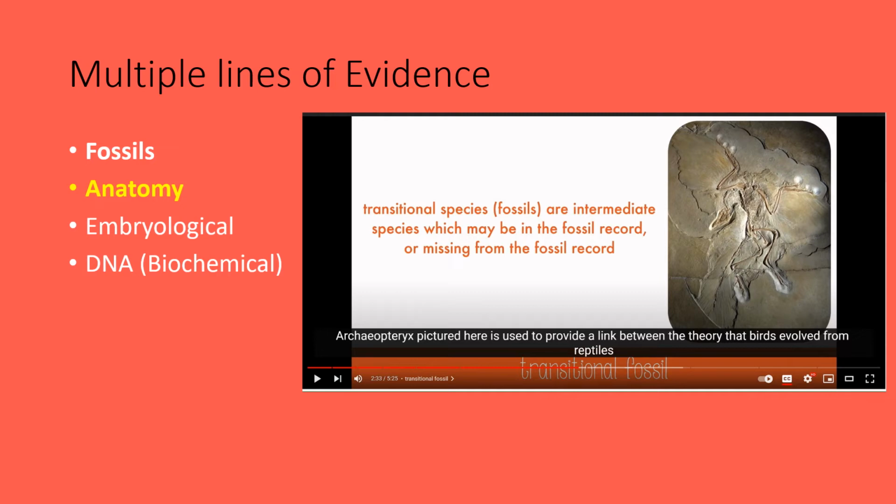All right, so the next type of evidence that we're going to look at for evolution is anatomical evidence, or evidence for anatomy. We're going to watch this quick video, and then we'll talk about it, and then we will talk about our last 2 types of evidence.